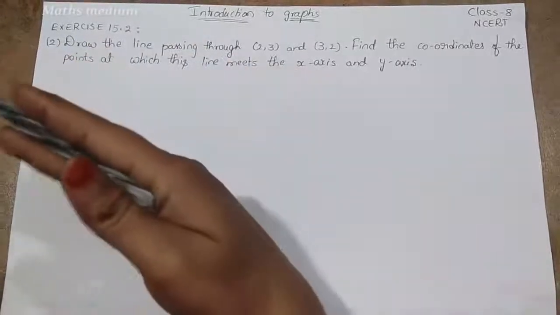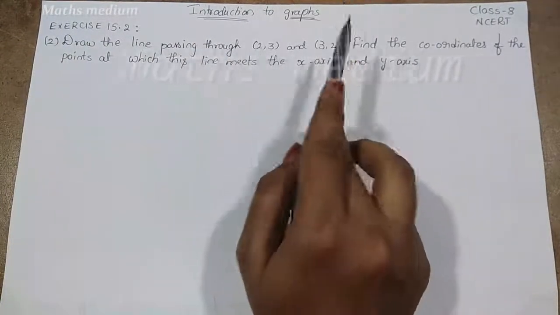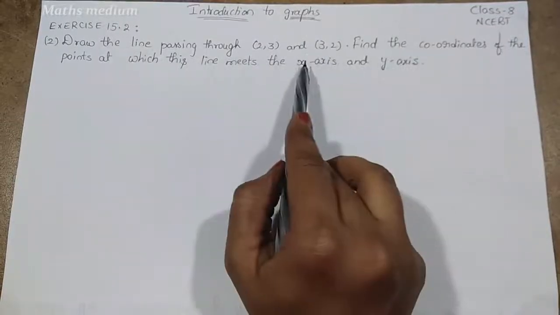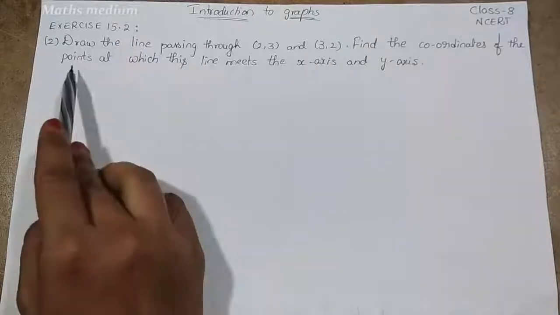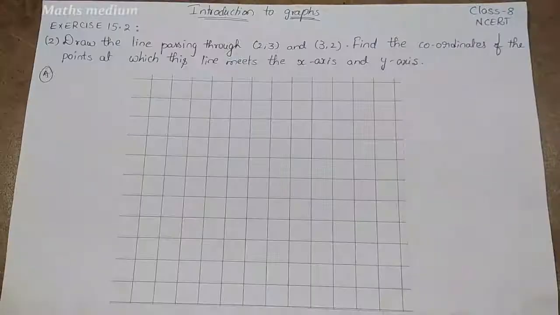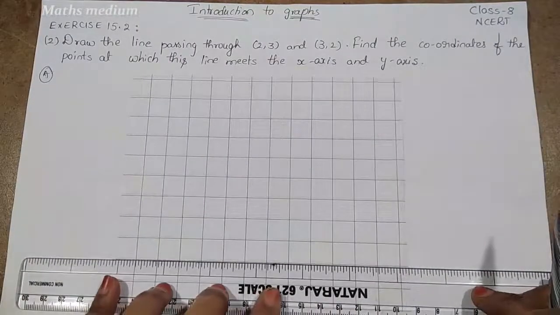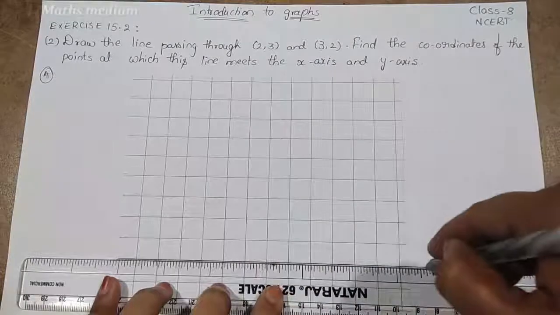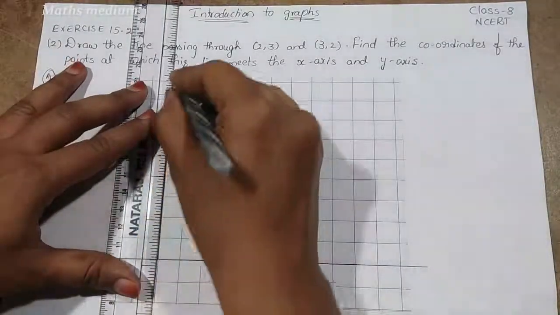After that, we have to draw a line passing through these two coordinates. We have to name those coordinates that are meeting the x-axis and y-axis also. So let's start how to draw the first given coordinates. Now let's draw both x and y-axis. So I am here drawing x-axis as a horizontal line. I am drawing y-axis also.